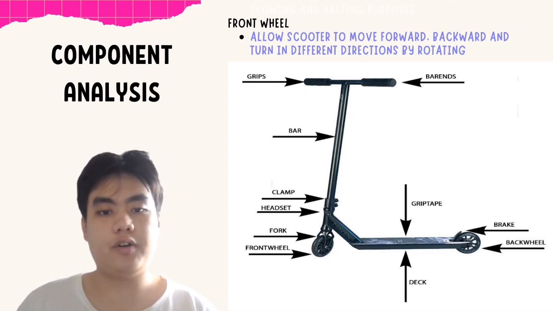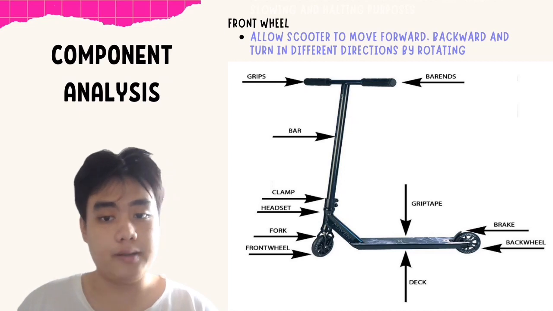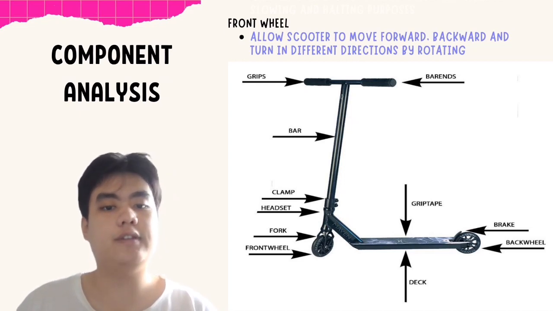This component is the driving force that allows the scooter to move forward, backward, and turn in different directions by rotating. The front wheel of a scooter serves as the primary means of mobility. It allows the scooter to move in various directions, making it a pivotal component for the overall maneuverability. By rotating the front wheel, riders can easily control the scooter's movement, giving them the flexibility to navigate through different terrains and scenarios.